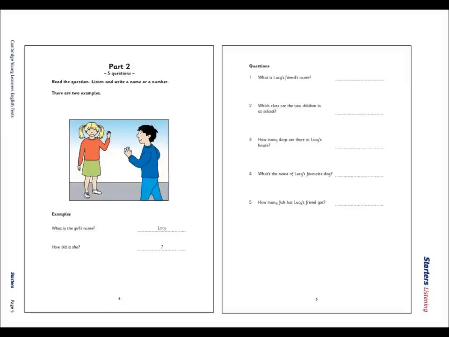1. Is this your friend in the picture with you? Yes, it is. What's his name? His name's Alex. How do you spell that? A-L-E-X.